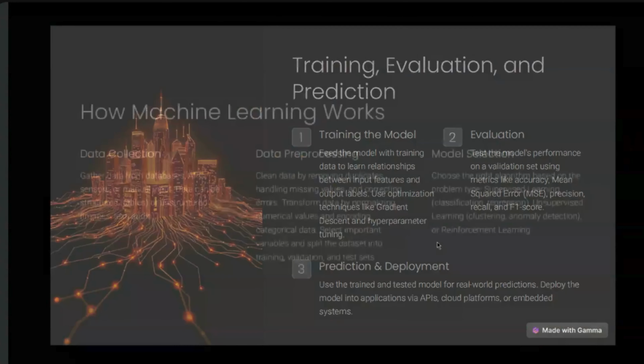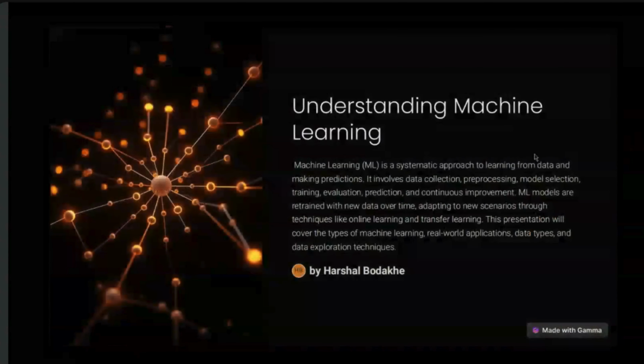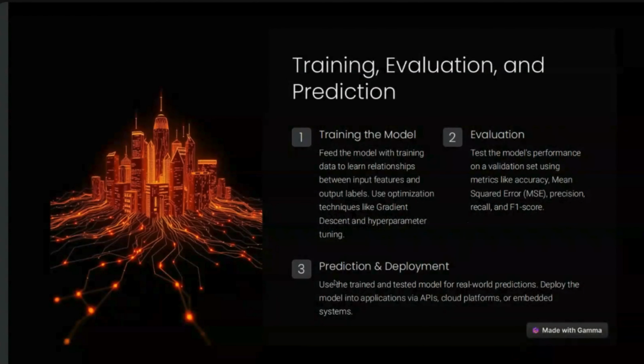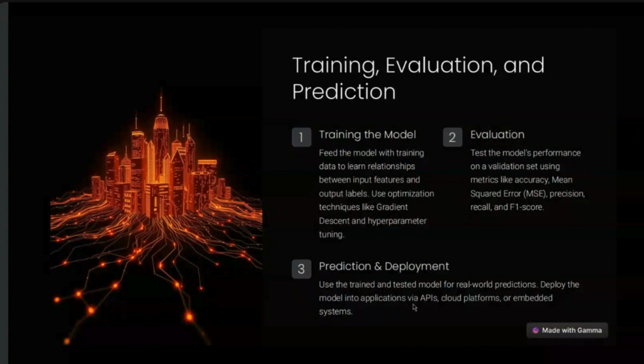So we already saw training the model, evaluation, and prediction and deployment. Use the trained and tested model for real-world prediction. We take the sensors and the previous data till now, and we predict on that in real life, and deploy the model into applications via APIs and cloud platforms.